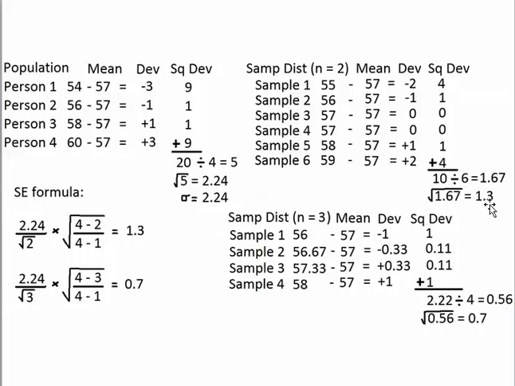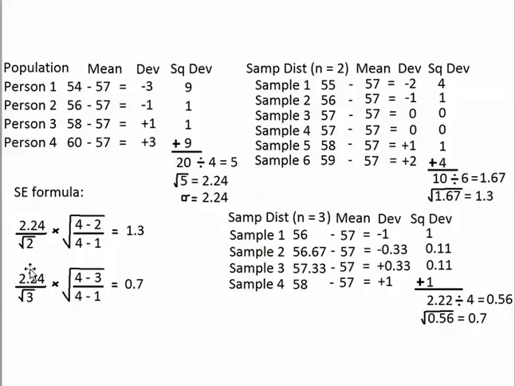That's the standard error. But you could also take the population standard deviation of 2.24, plug it into the standard error formula with the sample size of 2 and the population size of 4, and get the same answer. These are both the standard error. If I want to get the standard error for the sample size of 3 the long way, I could calculate the means of all possible samples of 3 one at a time and get these 4 sample means, and then calculate the standard deviation of the list and get 0.7.